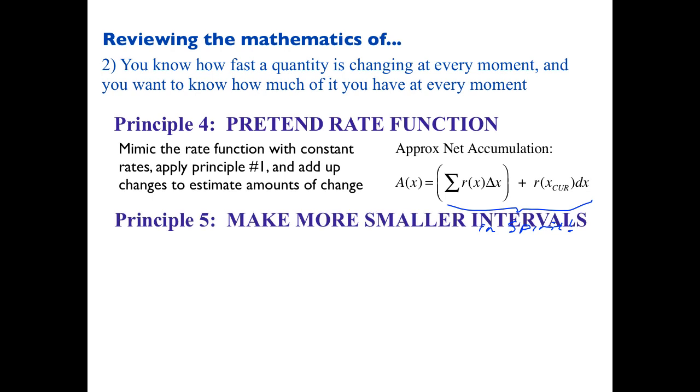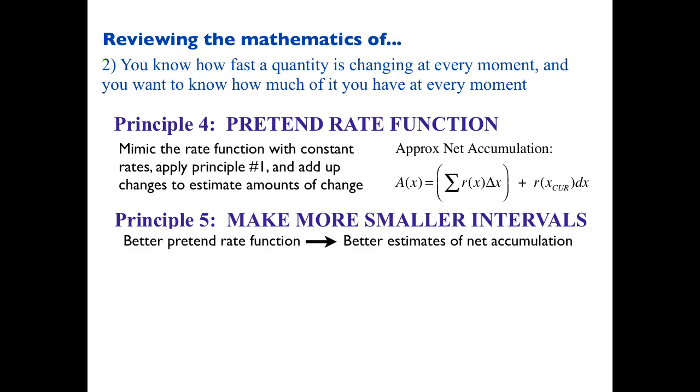Okay, so principle 5. We've got an approximation, but we want the exact function, so make more, smaller intervals. A better pretend rate function means better estimates of net accumulation. So smaller intervals means a better pretend rate function, better estimates of net accumulation, better pizza. Papa John's. Okay. So here's a version of the flag with small intervals. Here's the constant rate function with small intervals.